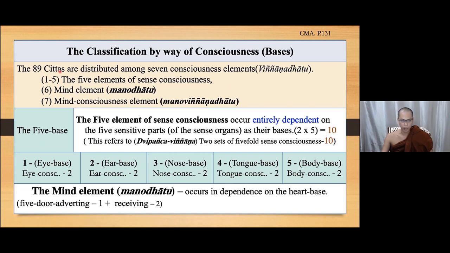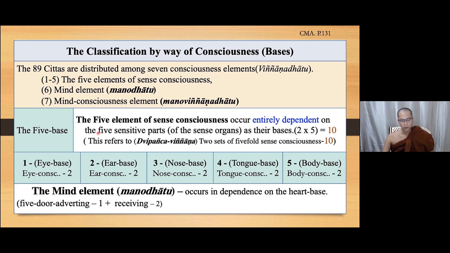They are the form of 5. The 6th is the mind element, Mano Dhatu. And the 7th is the mind consciousness element, Mano Vijnana Dhatu. We have already studied this in this lesson series. Then, keeping these 7 consciousness elements in mind, we can study the classification by way of base, which is quite easy. According to the groups I made here, 1 to 5 is one group, and 6 and 7 are in separate groups.